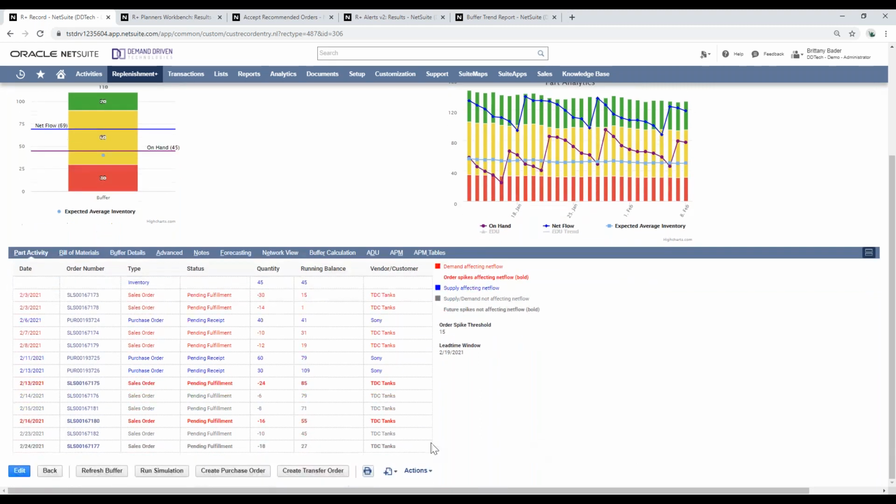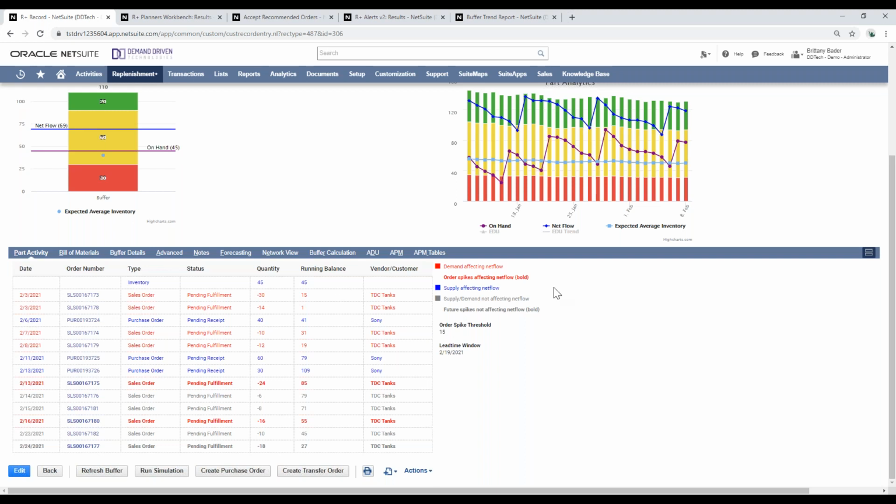Anything in gray, further down on this part activity tab, isn't being factored into my net flow yet, only demand due today or in the past, unless it's a qualified spike, which are these items that are bolded down here in red. A transaction counts as a spike if it's within one lead time and it's greater than 1/2 of my red zone. So I can see here that my red zone is 30, so my order spike threshold is anything over 15. And I have my lead time window out here, which is how I know I need to account for these in that net flow early.